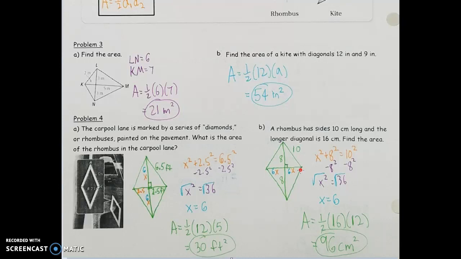Just like in the last question, if 6 was half of that diagonal, I also know that 6 will be the other half. So if I am looking to substitute in my area formula, area again is 1/2 diagonal times diagonal, so that would be 1/2 times 16 if I combine the vertical diagonal, and 12 if I combine my horizontal diagonal. So 1/2 diagonal times diagonal should end up with 96 square centimeters.